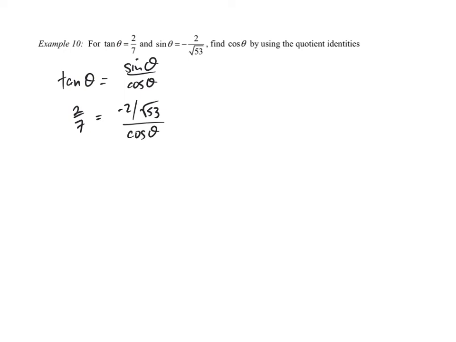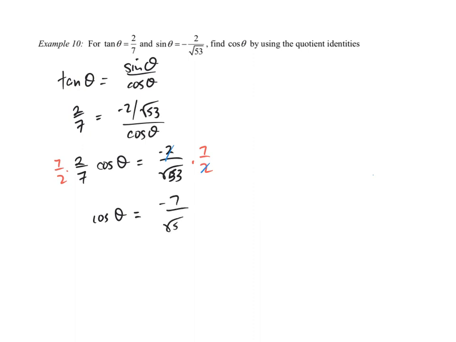of theta. Okay, I am now going to multiply both sides of this by cosine theta, so 2 over 7 cosine theta. Essentially, I'm just trying to solve the equation now for cosine theta. This is going to equal -2 over the square root of 53. And then to get rid of the 2 over 7, I'm going to multiply both sides by the reciprocal of that, which is going to be 7 over 2. And so this is going to end up being cosine theta is equal to, the 2's are going to cancel out, and so that's going to leave me with -7 over the square root of 53.